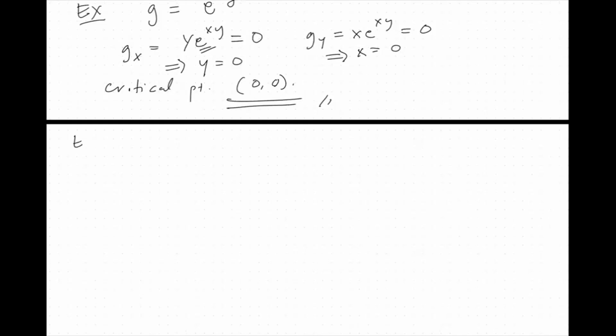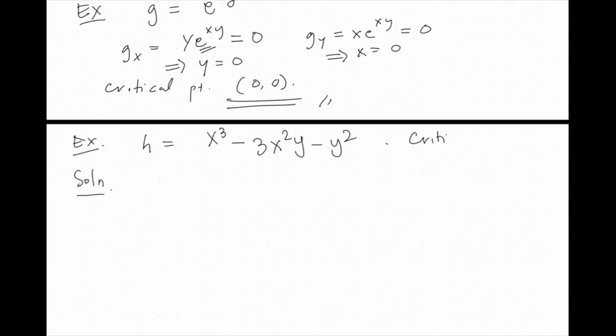Now we get a slightly challenging example wherein we do cases. All right. So here we get h given by x raised to 3 minus 3x squared y minus y squared. So we need the critical points.